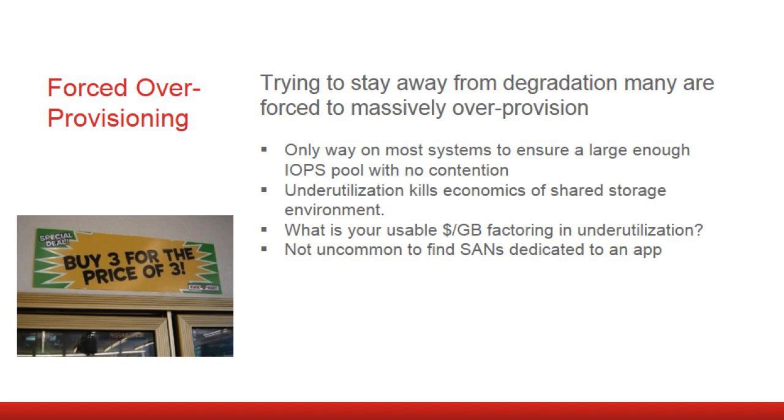So you have this concept of a usable dollar per gig. And the lower the utilization of the array, at the end of the day, the higher the usable dollar per gig. That is why it's not uncommon to find different storage systems wholly dedicated to single applications, because that's a way of guaranteeing performance and utilization. How do I put all of this together and not kill the economics of a shared environment? That's what we're looking to do here: solve this idea of forced over-provisioning.